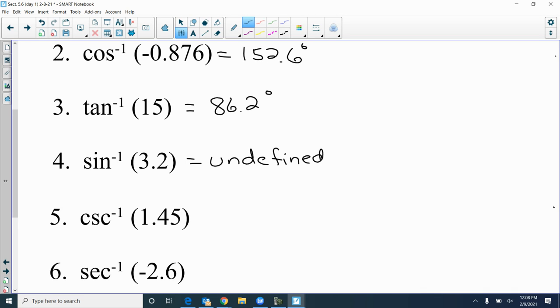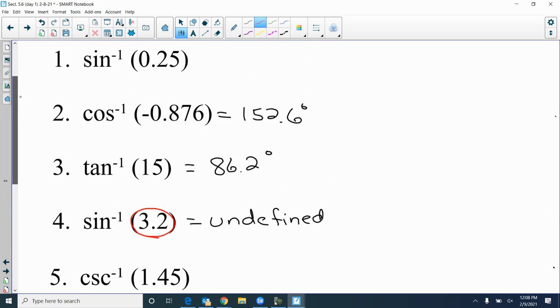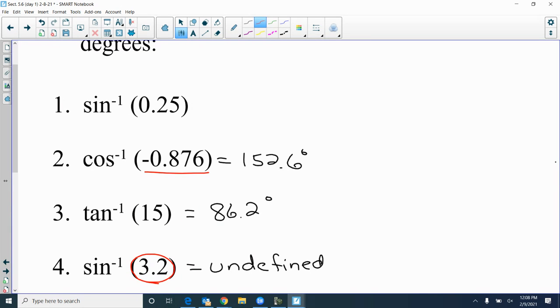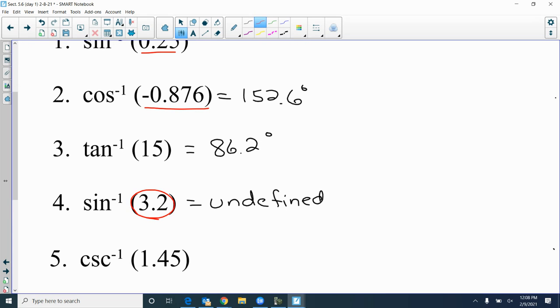When this number that we're taking the inverse sine of is bigger than 1 or less than -1, like 3.2 or -3.2, we can only take the inverse sine or cosine of a number between -1 and 1. 0.876, that's fine. 0.25. Now we can take the inverse tangent of anything, so that doesn't matter. So it's just inverse sine and inverse cosine.